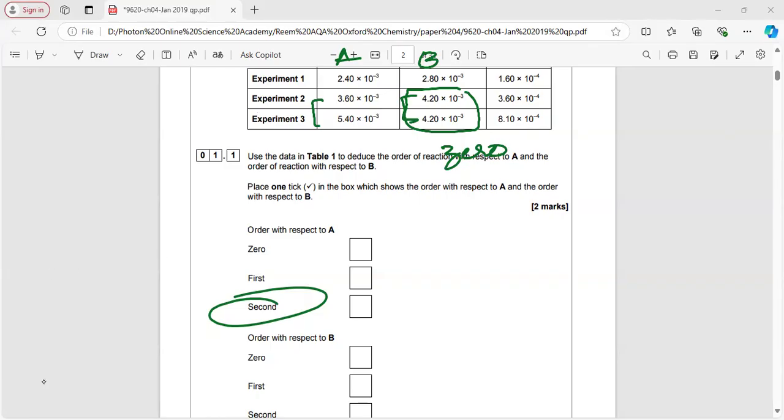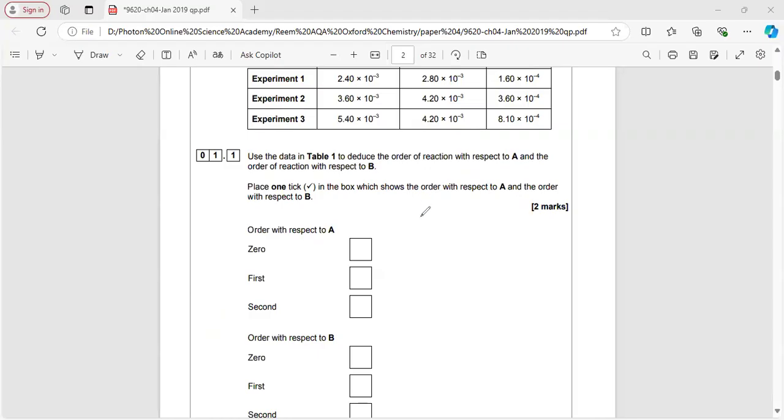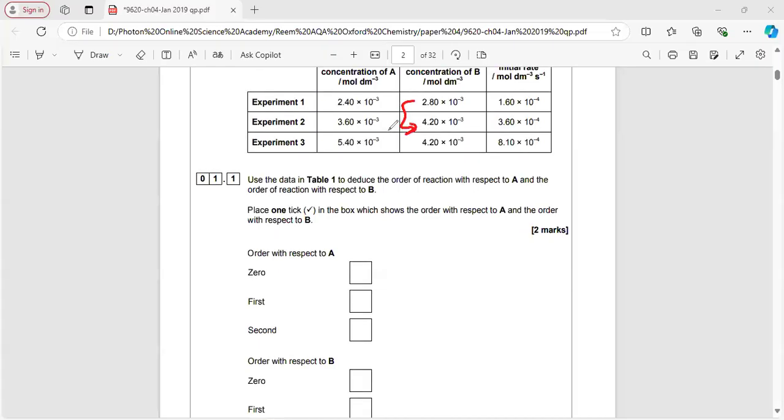But guys, if you want me to prove this mathematically, it can be a bit challenging for me, but I will try. You can ask me why I cannot choose experiments one and two. Here the concentration of B is changing. So if you want, we can do this. Now I am going to choose these two experiments, and you know the order with respect to A is second.